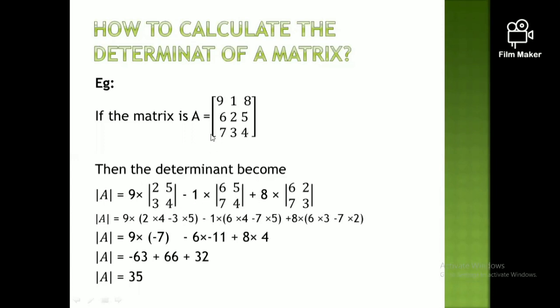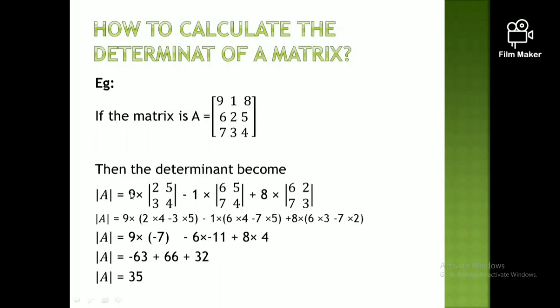Okay. Only thing is that if you cover that row and that column, the remaining is 6, 5, 7, 4. Then get the last digit, 8. If you cross that line, the answer is 6, 2, 7, 3. The modulus of that.